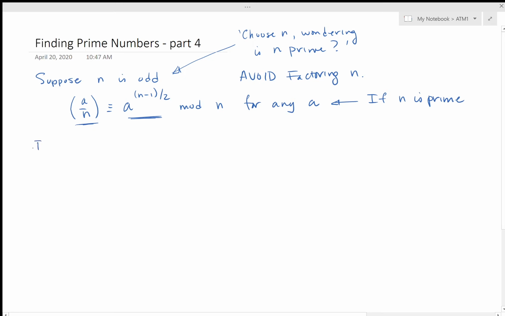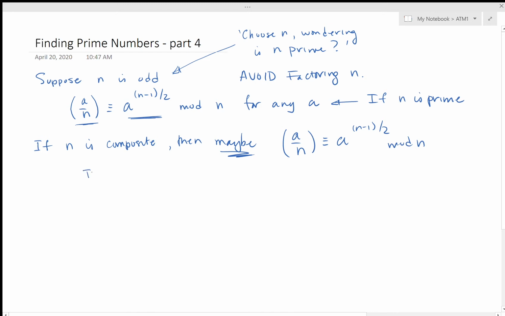Okay, if n is composite, then maybe it's possible that this will be equal to this. Maybe. So if for n composite this congruence holds, then we call n a pseudo prime to the base a.